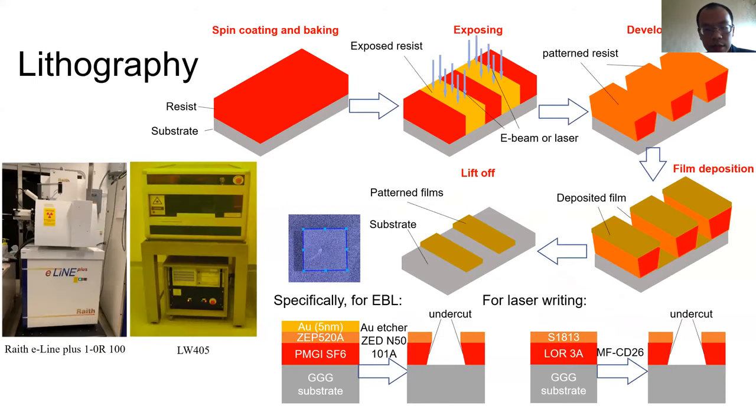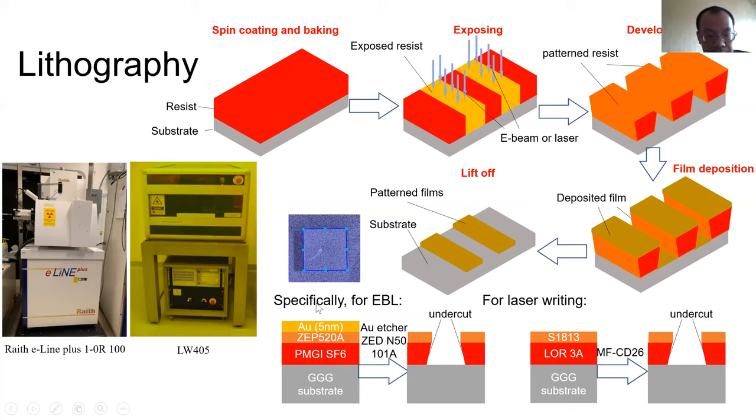Also we need to do some lithographies, like optical lithography and e-beam lithography. For the electron beam lithography, the substrate for epitaxial growth is called gadolinium gallium garnet. It's also kind of an insulator. So before the e-beam lithography, generally we need to sputter 5 nanometers of gold to avoid the charge effect.